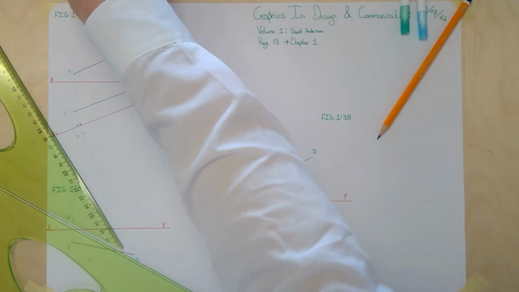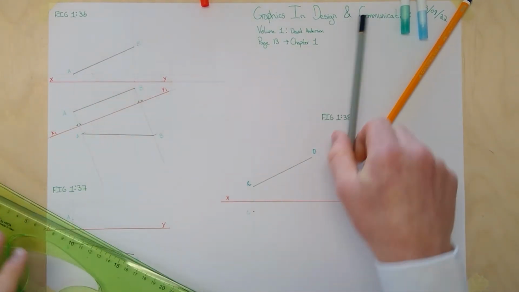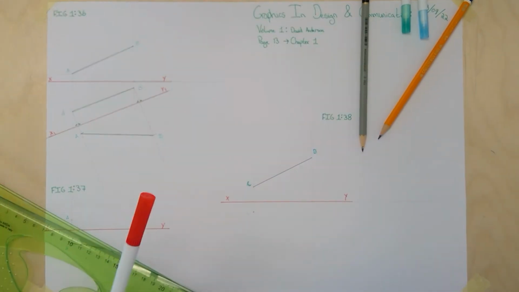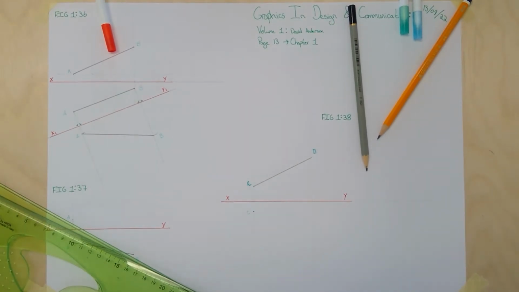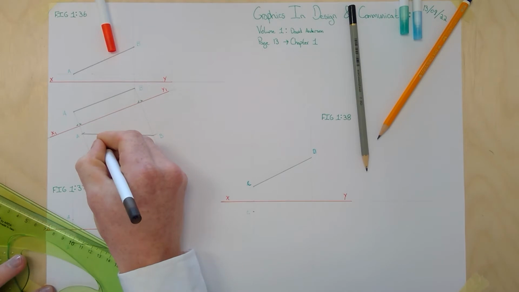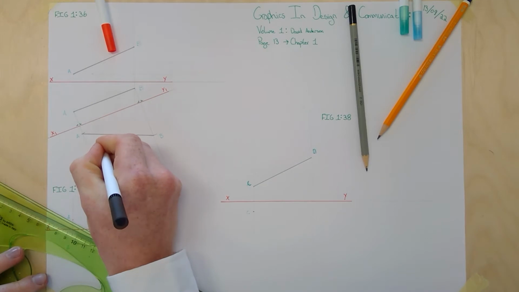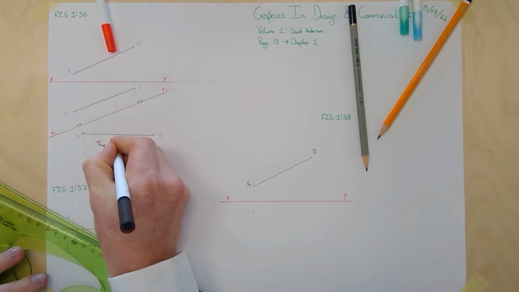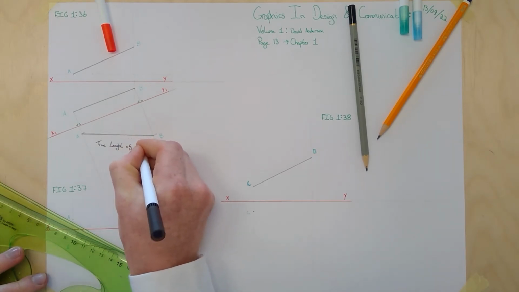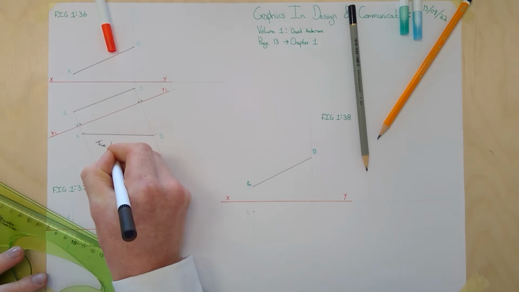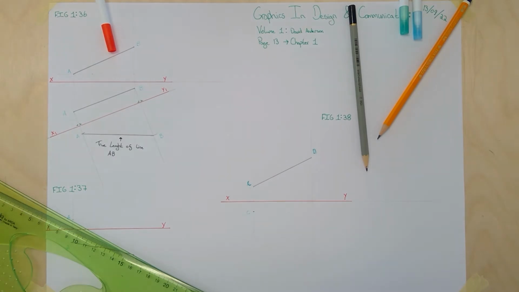We can now join those two points. And what we found there, I'll use a black color, is the true length of line AB. So that's the true length of line AB.